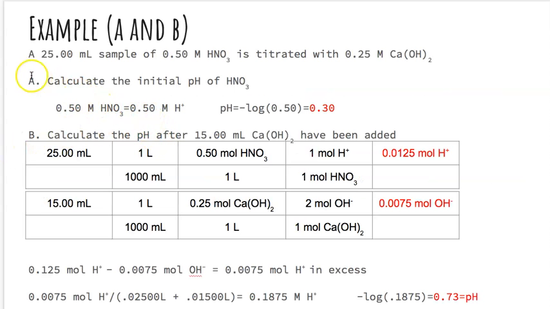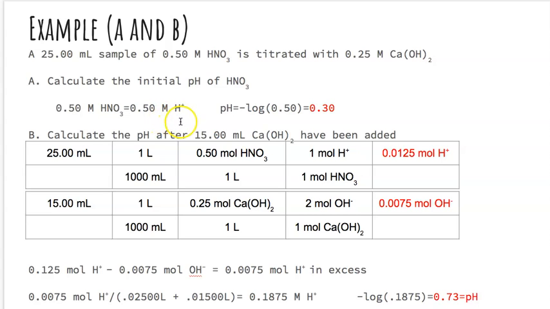So here's our example. For part A, we just want to find the starting pH. We want to know what we start with. Well, 0.5 molar HNO3, you see how there's one H in HNO3, so that's the same as 0.5 molar H+. This is a strong acid. It completely dissociates. So 0.5 molar HNO3 really means 0.5 molar H+ and 0.5 molar NO3-.